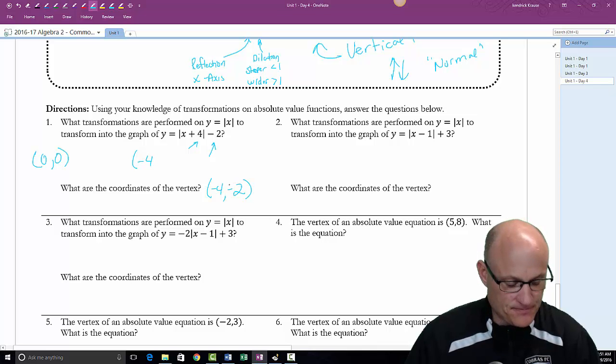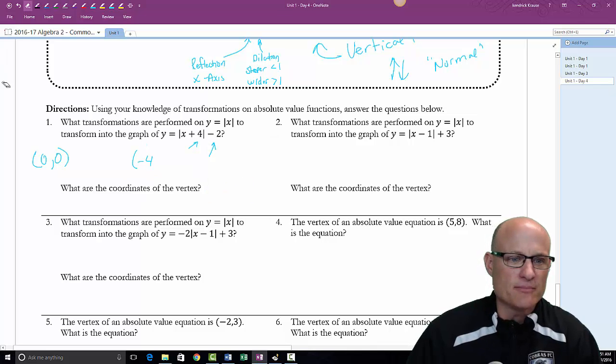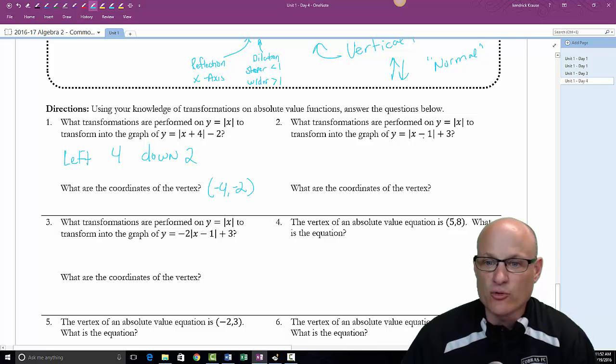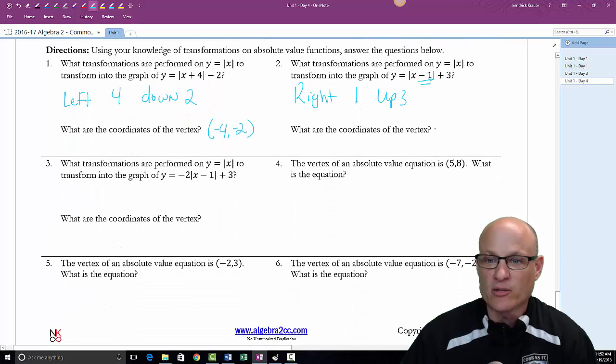Ooh, that was pretty tough. Oh, I should tell you what transformations are. Oh, what happened? So let me put that back on there. Well, transformations, it's going right, left. Even though it's plus, it's going left 4, down 2. So that's why it's negative 4, negative 2. Number 2, we're going right 1, that's the minus 1, and up 3. So our new vertex on this one is going to be 1, 3.